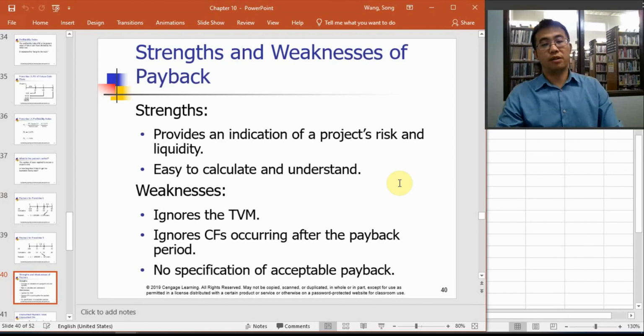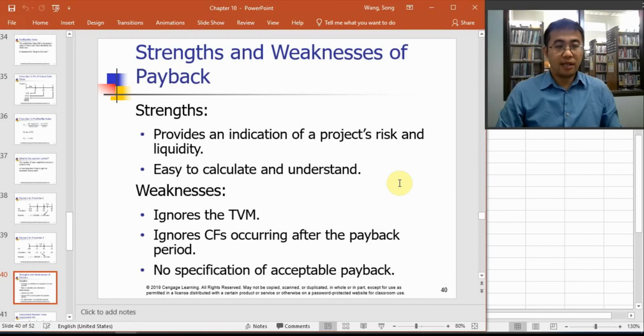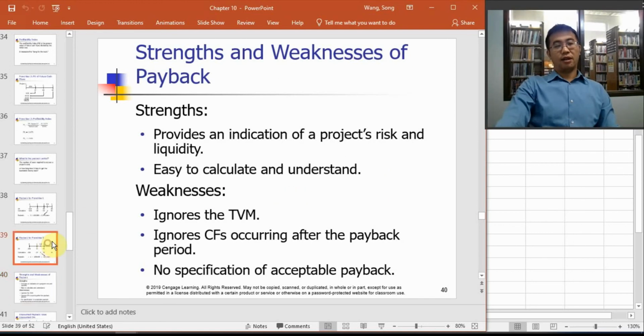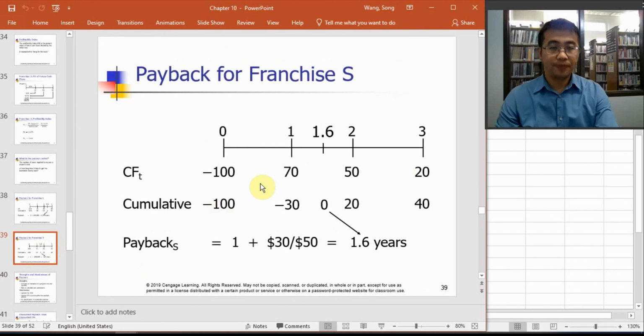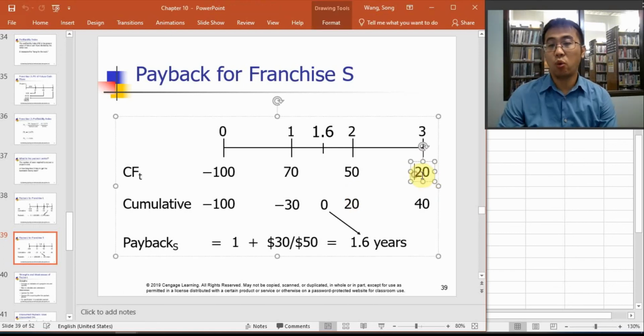All right, and also the regular payback period has a weakness of ignoring the cash flow after the payback period. Let me just show you here. Right here, the payback period is 1.6, right? What about if in the third year I make $2 million instead of $20? Okay, right here, I make $2 million.